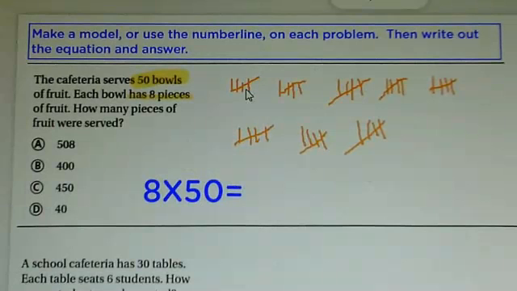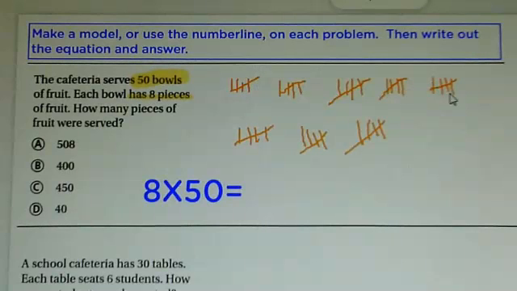So I have 8 groups of 50. 1, 2, 3, 4, 5, 6, 7, 8. Yes, I do. 8 groups of 50. So I can count each one of these lines by 10. Say 10, 20, 30, 40, 50, 60, 70, 80, 90, 100, 110, 120, 130, 140, 150, 160, 170, 180, 190, 200.